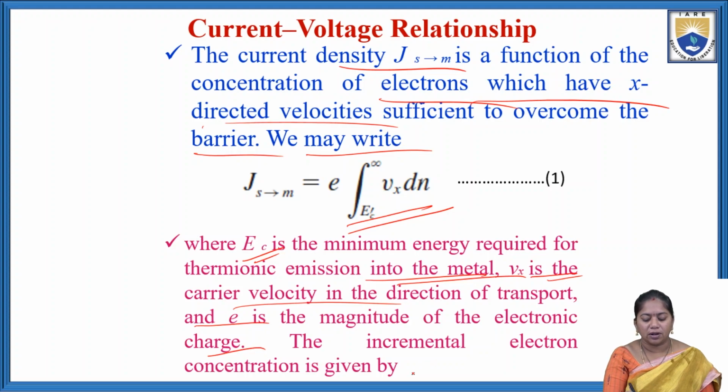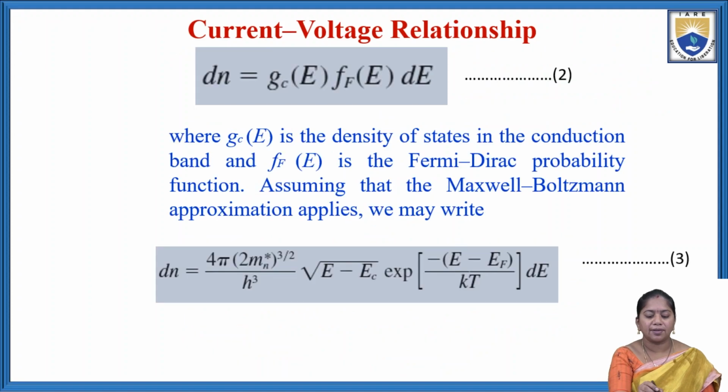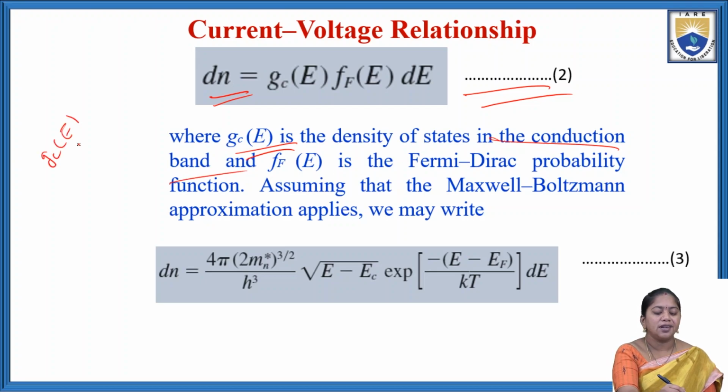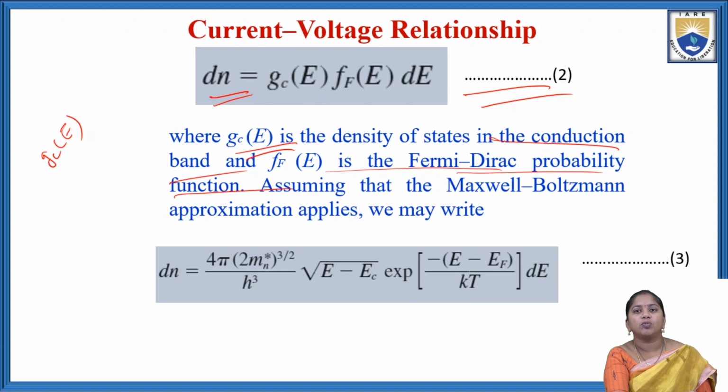The incremental electron concentration can be written as, where EC is the minimum energy required for the thermionic emission into the metal. Vx is the carrier velocity and e is the charge of electrons. So the incremental electron concentration can be written as dN equal to Gc(E) f(E) dE. That is equation 2, where Gc(E) is the density of states in the conduction band, and f(E) is the Fermi-Dirac probability function.